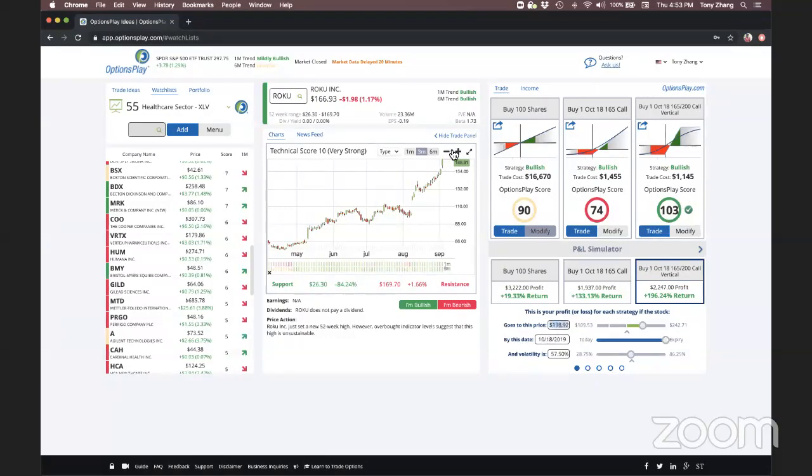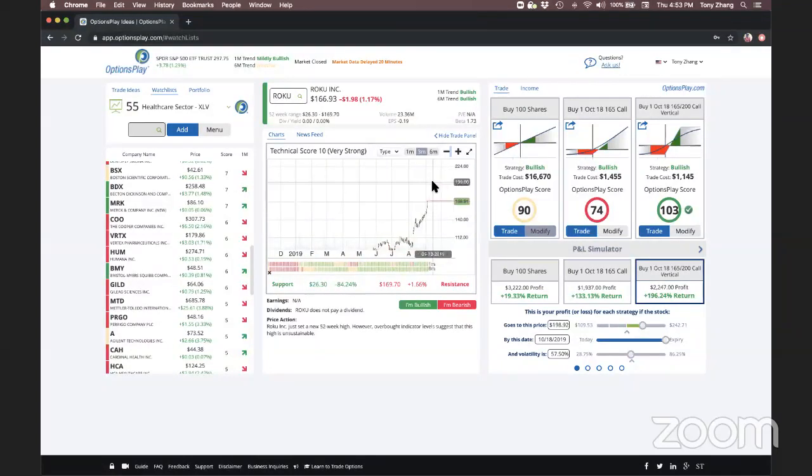If I do expect this continuation higher, and I have no idea how far the stock can go, but I do think it's within spitting distance of 200. If you do get a move up to 200, a 20% move on the stock versus a 205% return on the call spread, I would certainly want to risk only $1,100 to try to make $2,300 versus risking $16,000 to make $3,300. That would be my bet on a trade like this.